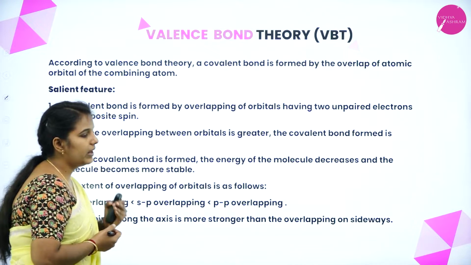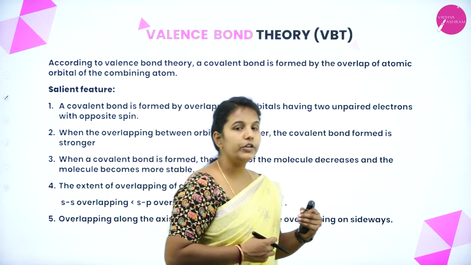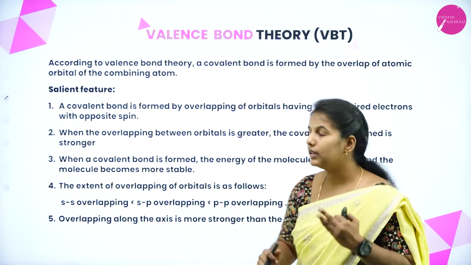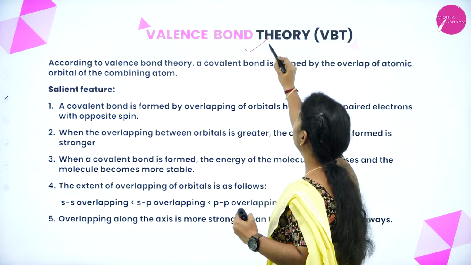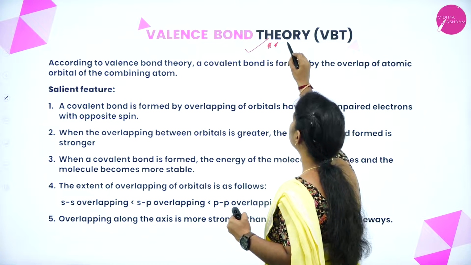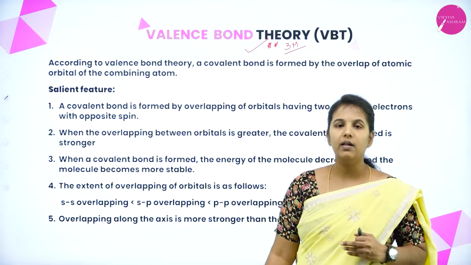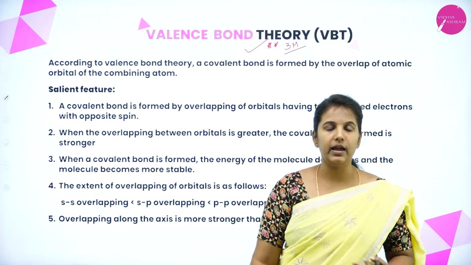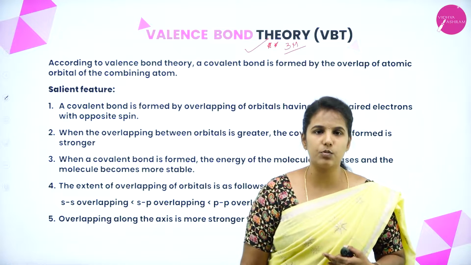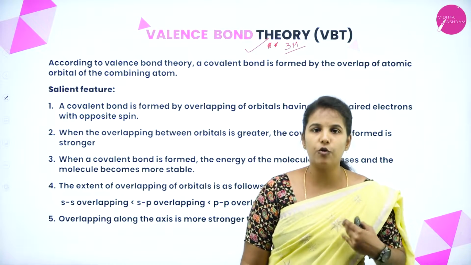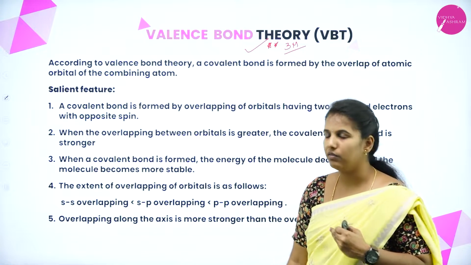Next is valence bond theory. From the examination point of view, this concept is very important, and this postulate will always be asked for 3 marks. What is this valence bond theory? What is the importance of valence bond theory? What are the types of overlapping? Let us understand now.